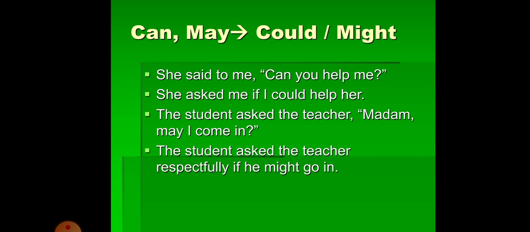She said to me, can you help me? She asked me if I could help her. The student asked the teacher, ma'am, may I come in? The student asked the teacher respectfully if he might go in. Now, whenever the word ma'am or sir is used in the sentence, you will omit this word and use "respectfully" in place of it. And in the first sentence here, the reported speech begins with the modal can. So you will be using could, and you will also be using "if" for joining the reporting verb and reported speech.